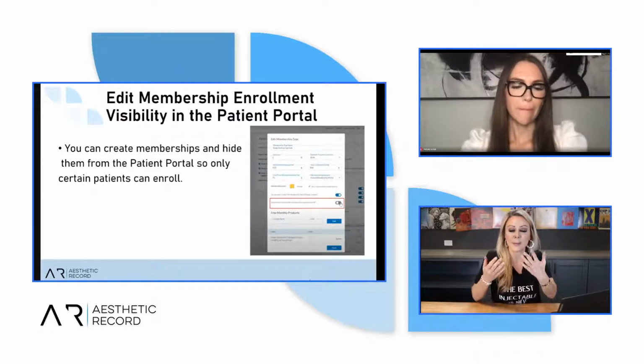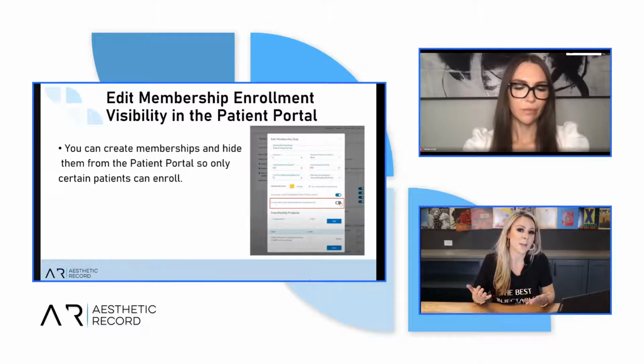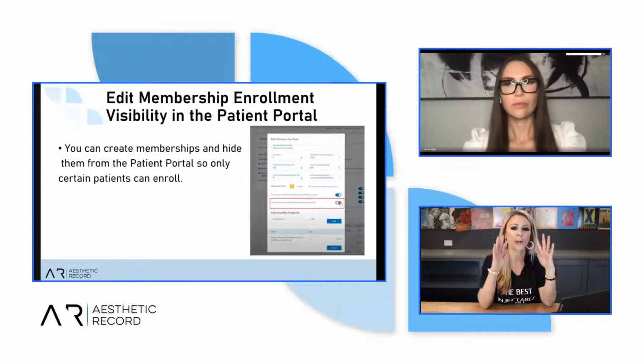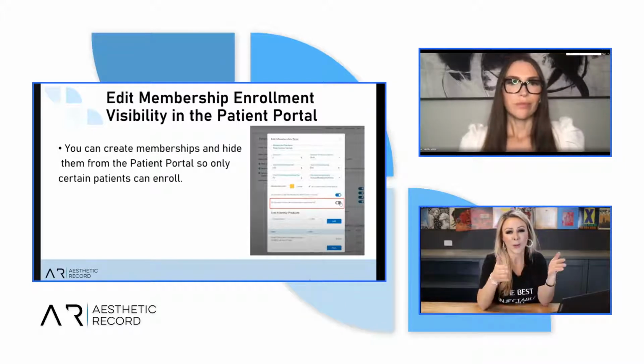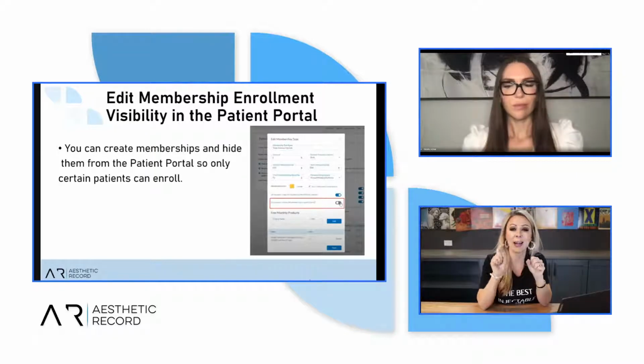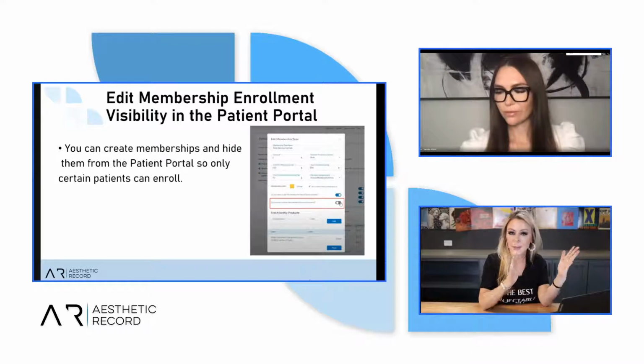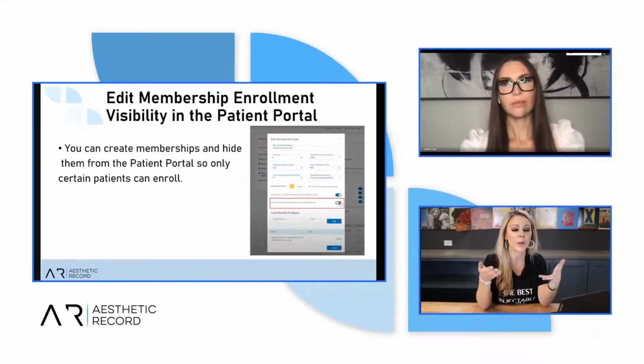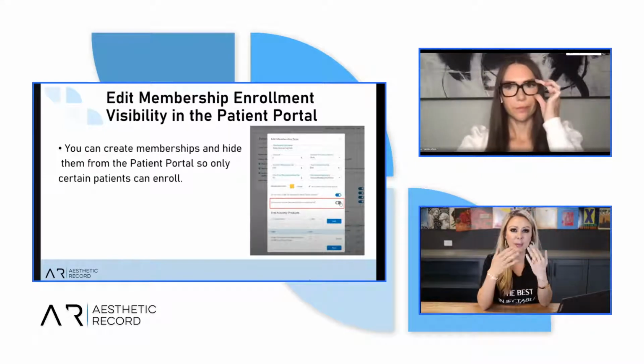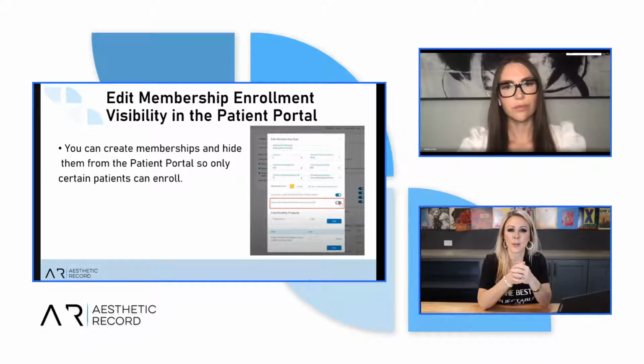So the example being a founder's membership. In the first 30 days of your practice being open, you had a founder's promo for $100 a month. Once that 30 days is over, you have to keep the membership open, but you don't want to sell it to anybody else. And so now you have the ability to hide these from the patient portal. So the membership plan stays active, but you can hide the ability for someone to enroll themselves in it inside the portal. So you get to, in a sense, have control over who gets to enroll and who doesn't get to enroll.